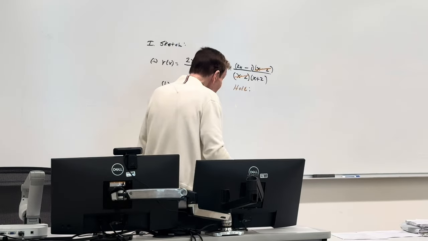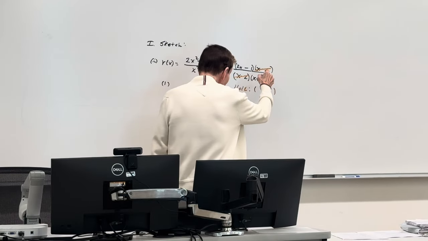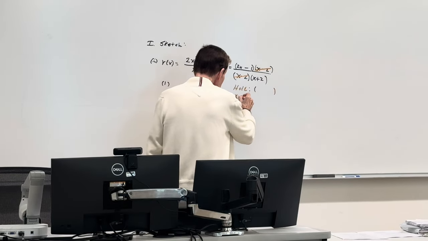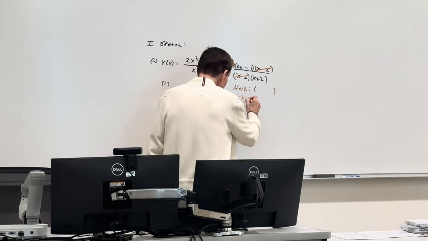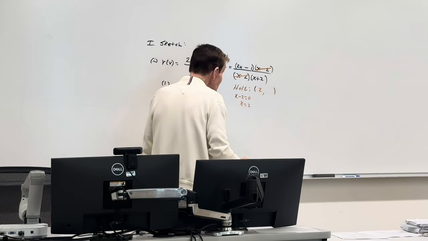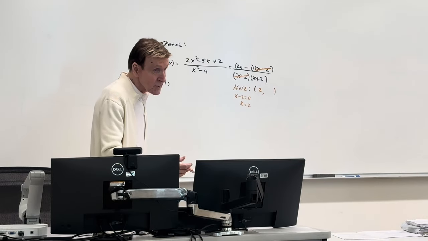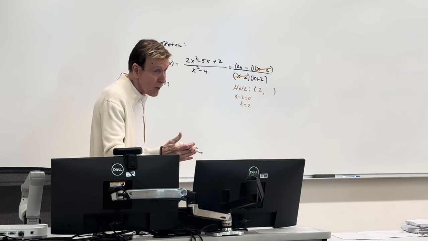Now, where's that hole located? We want point coordinates. Well, you can take the factor that canceled, which was x minus 2 in my case, and solve it. And you'll see where the x is. The x is 2. Okay, I need y also, because I need to plot that and show the hole is there.